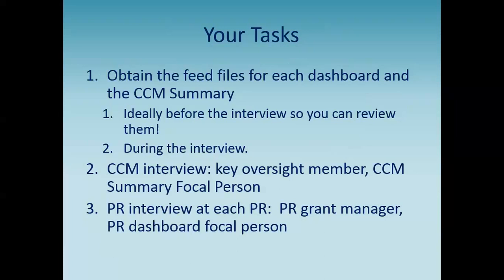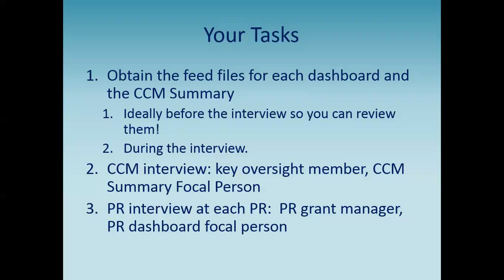Then you conduct a CCM interview. The CCM interview would involve the key oversight member and the CCM summary focal person. So there'll be two people, and we'll talk to you more about who those people are. And they should be interviewed together, unless there's a very valid reason for not interviewing them together. But remember, when you enter the data online, it will only be one record per interview, per CCM.